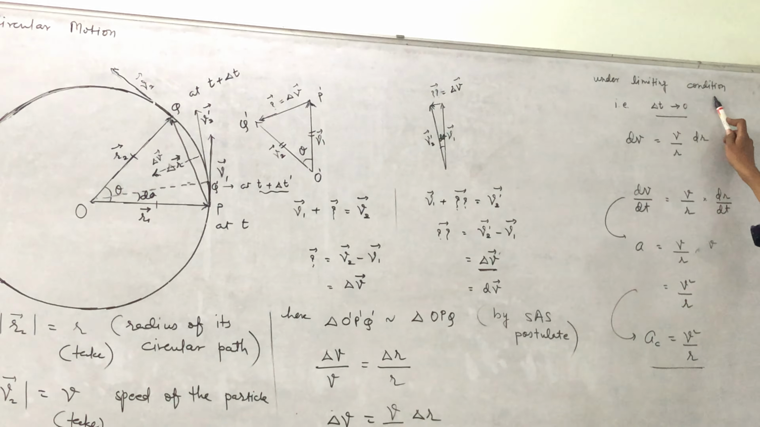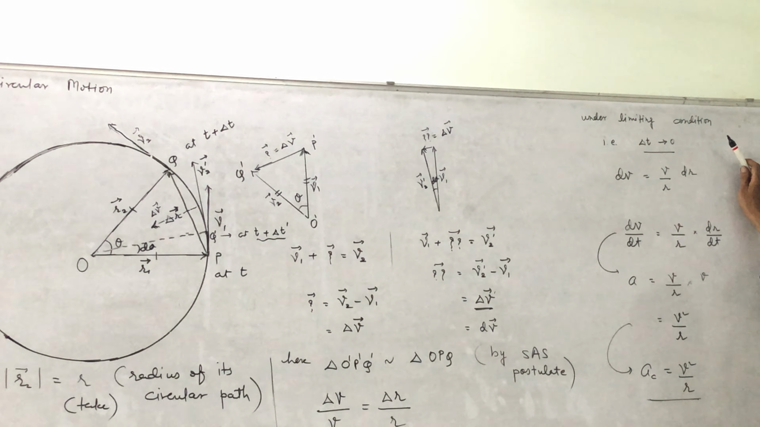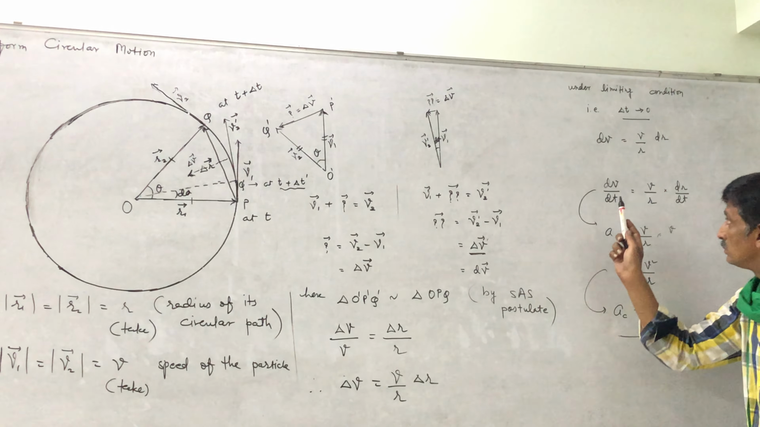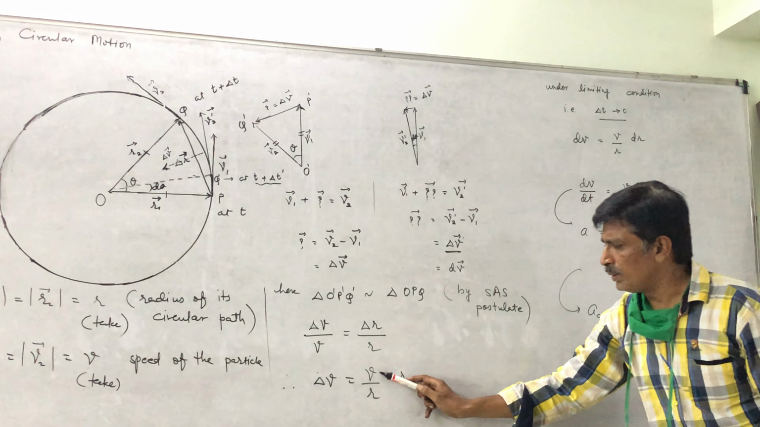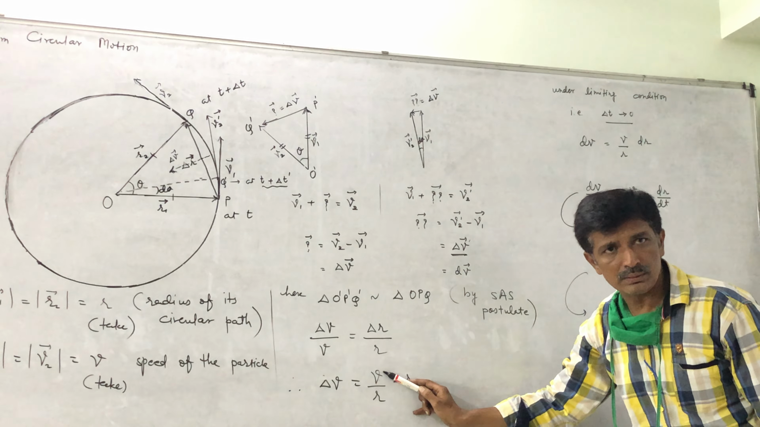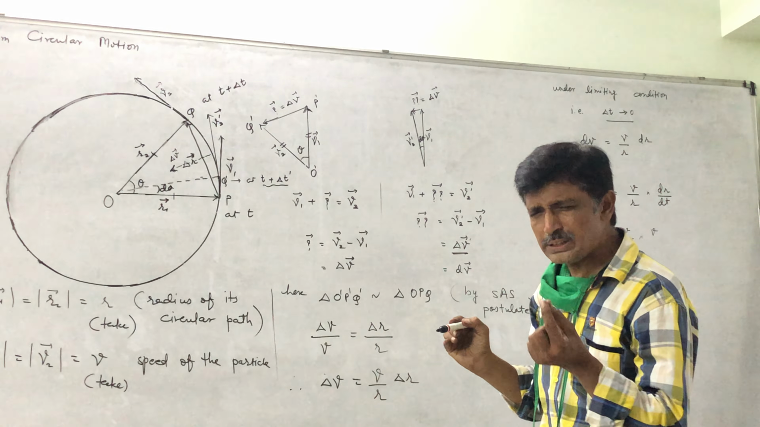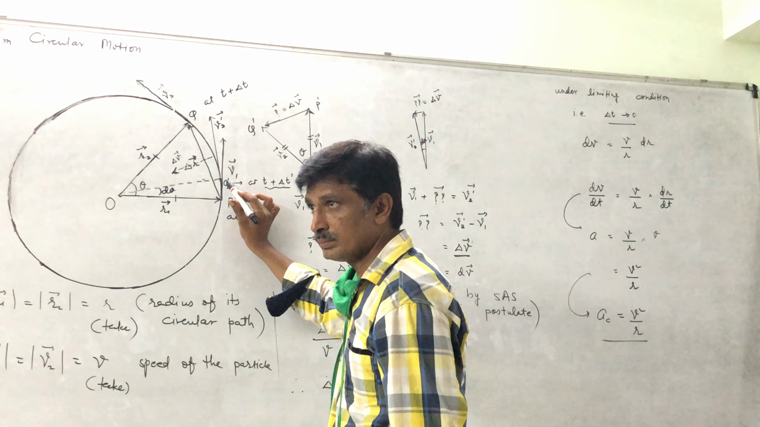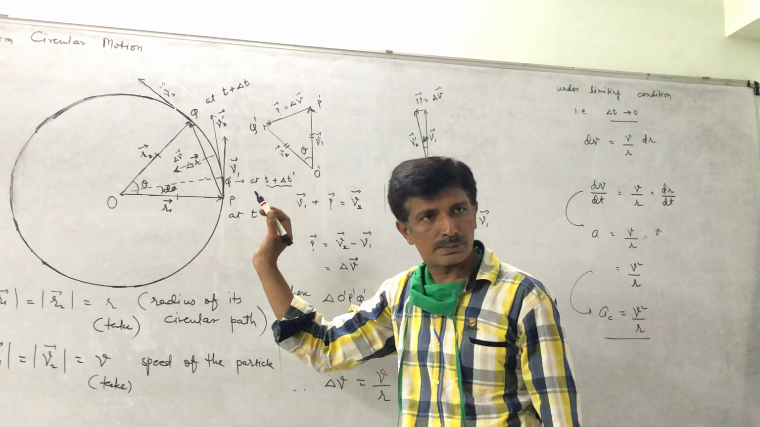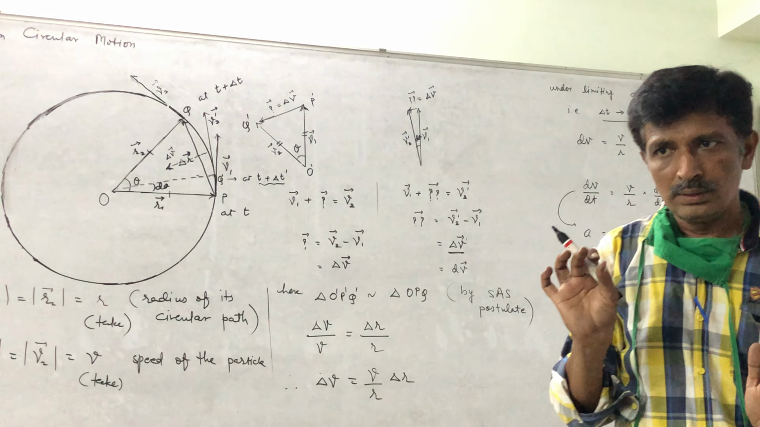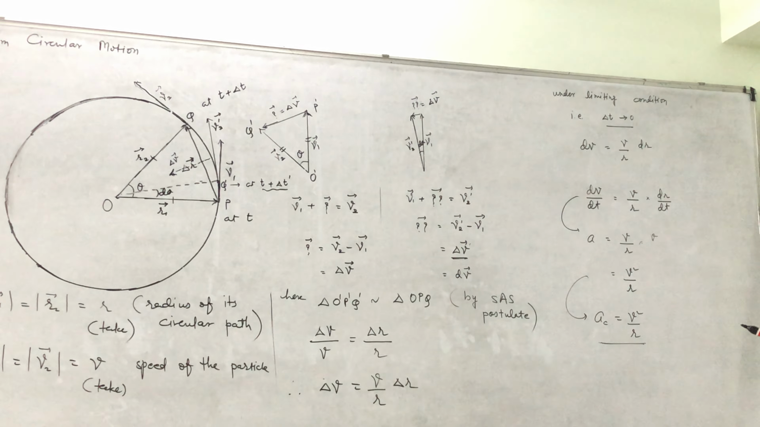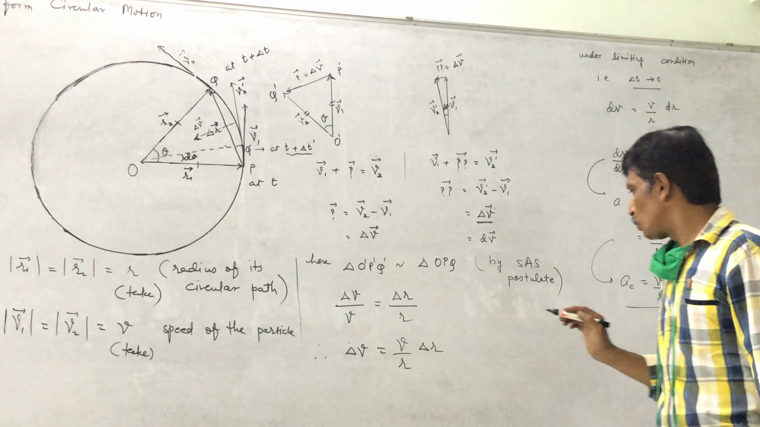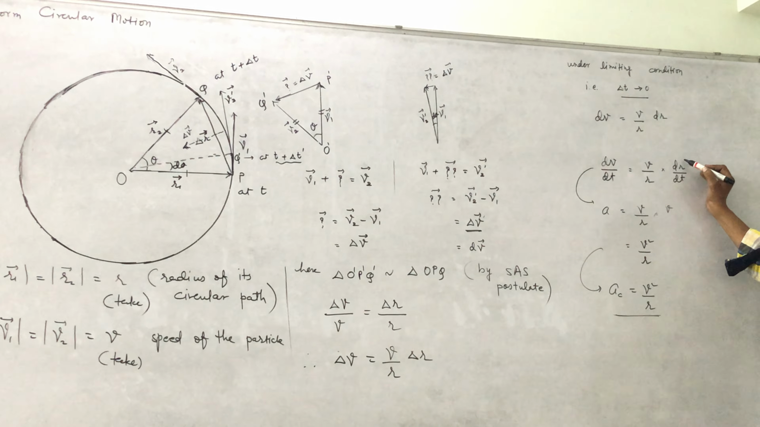So under the limiting condition, that is delta t tends to 0, we have taken an infinitesimally small time interval. So this delta V converts to dV. V by R remains the same. V is the speed of the particle, and speed remains the same. And if we consider a very small time interval, then the displacement vector and distance overlap each other almost, so by magnitude they are the same. If you consider a very small time interval, displacement and distance remain the same. So this is the speed of the particle.